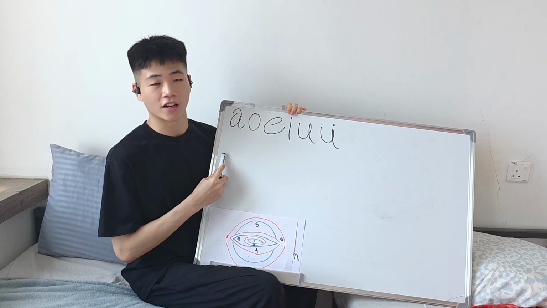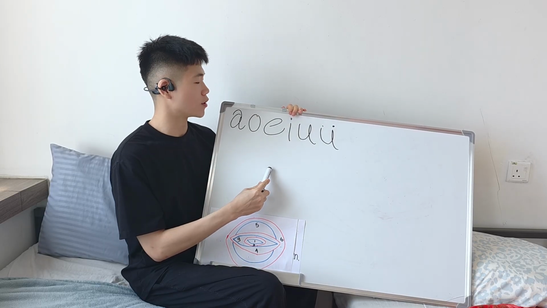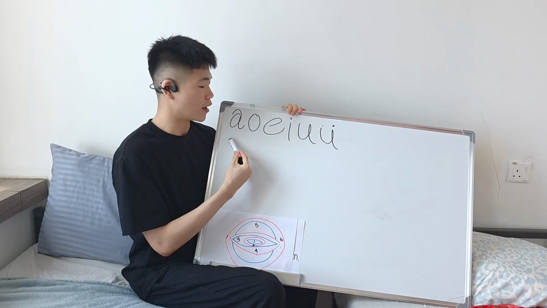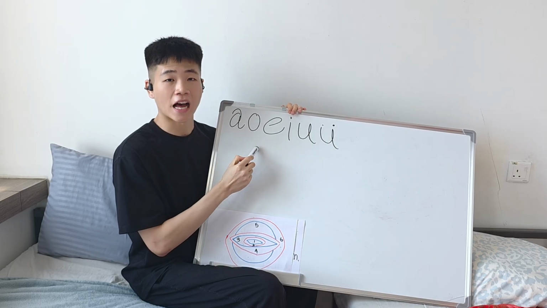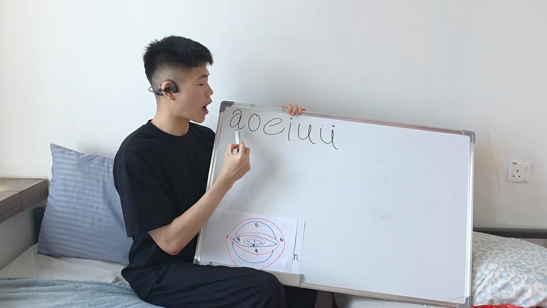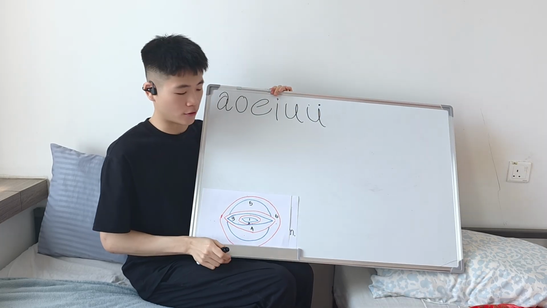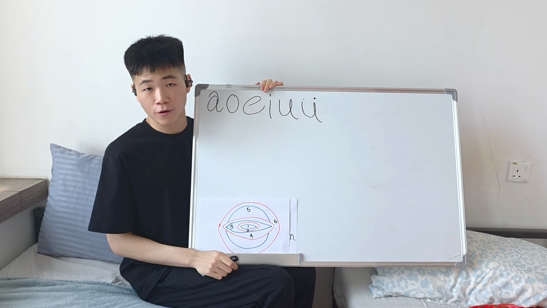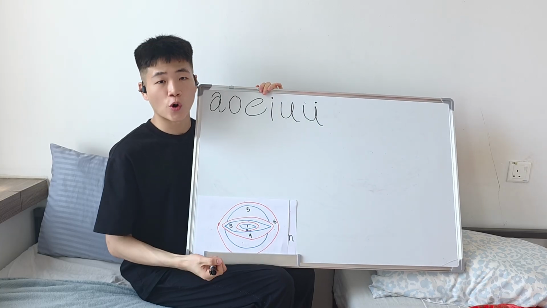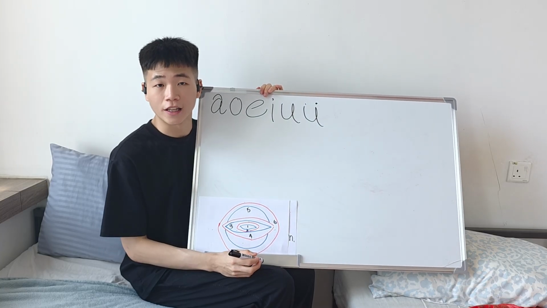So in today's lesson, we're going to talk about structural finals. Here you can see the six most common Mandarin finals, simple finals: A, O, E, I, U, Ü. So what are structural finals? Structural finals are finals that have structure or shapes that you can see or feel, right?